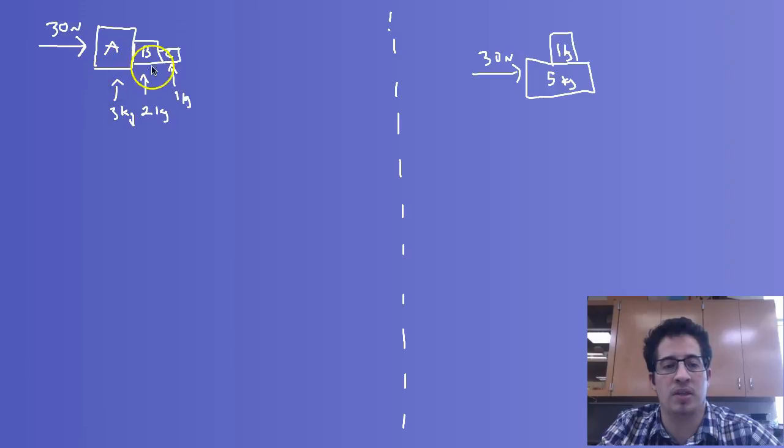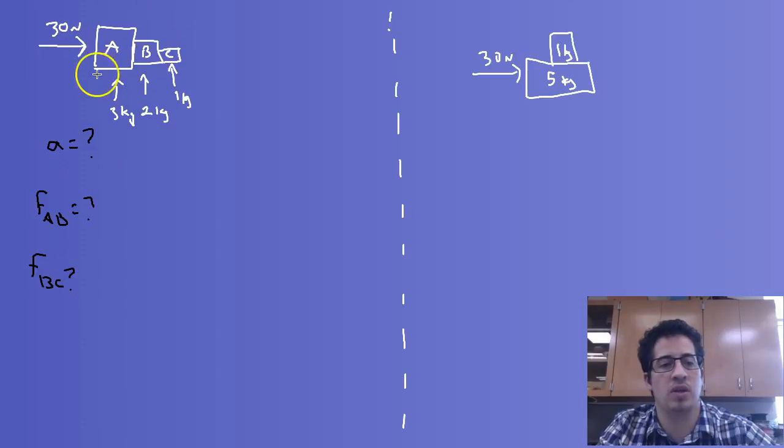And each block has less mass, so we have 3 kilograms, 2 kilograms, 1 kilogram. And the question is, what is the total acceleration of this system, and how much force is there between blocks A and B, and how much force between blocks B and C? Okay, well, the net force on this system is going to be 30 newtons.